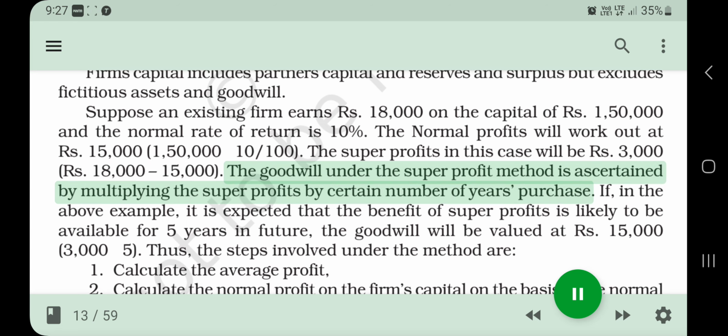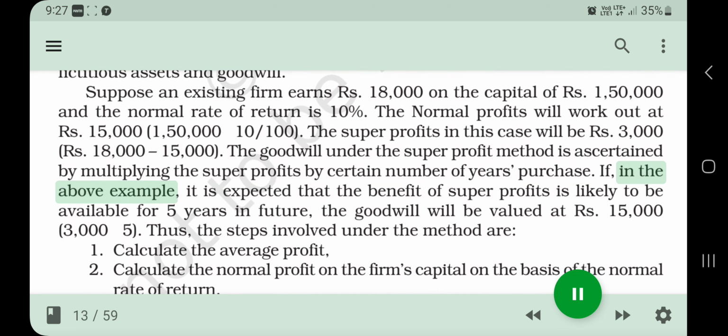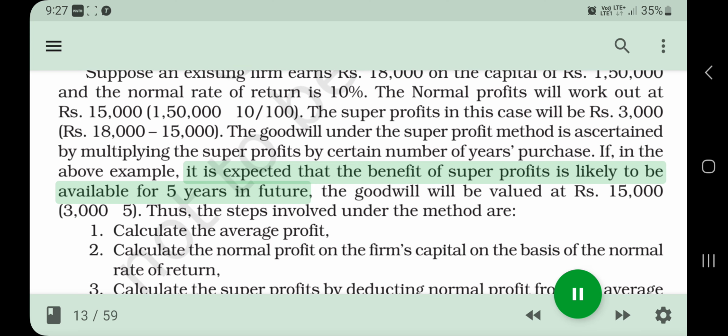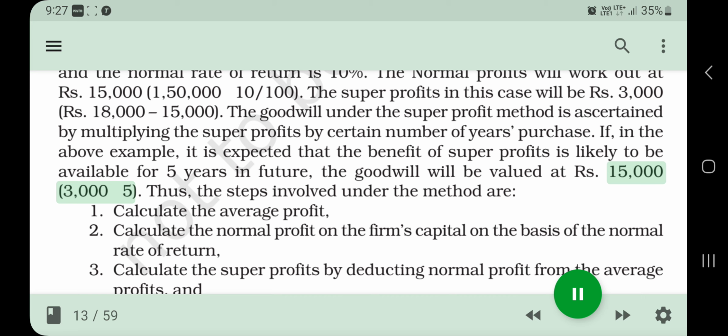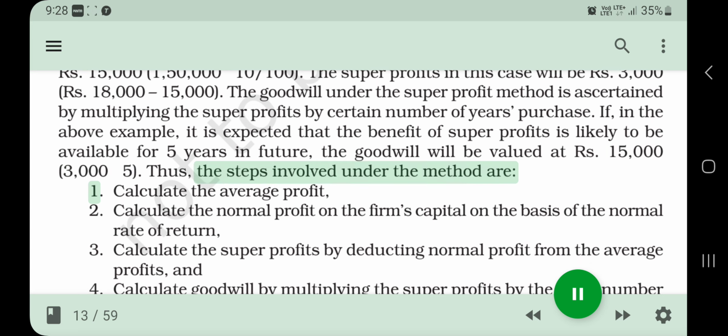The goodwill under the super profit method is ascertained by multiplying the super profits by certain number of years purchase. If, in the above example, it is expected that the benefit of super profits is likely to be available for 5 years in future, the goodwill will be valued at Rs. 15,000, that is 3,000 times 5.